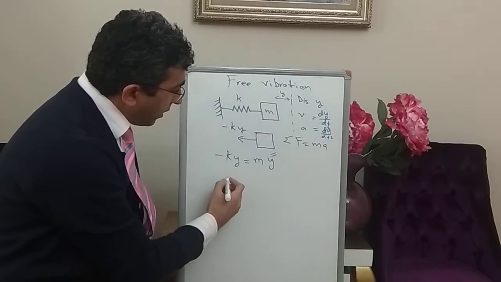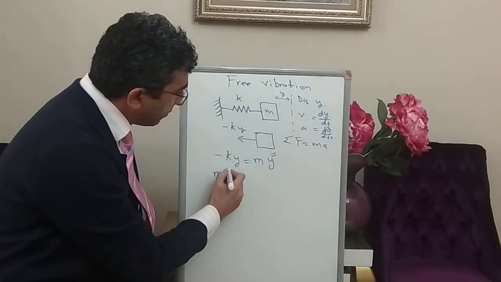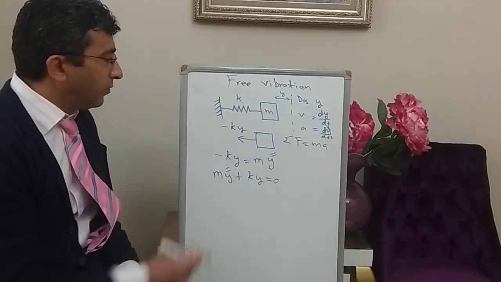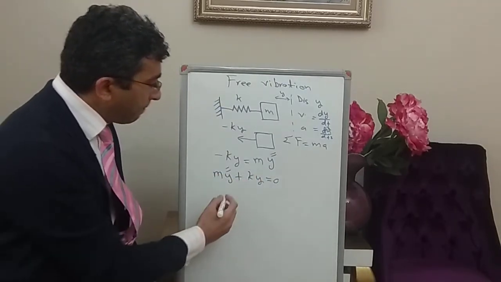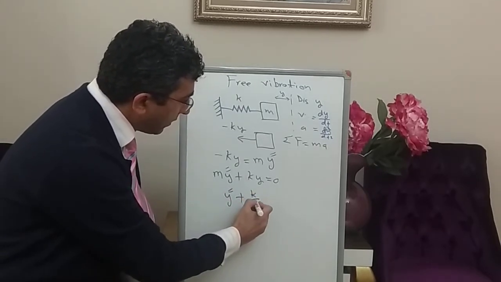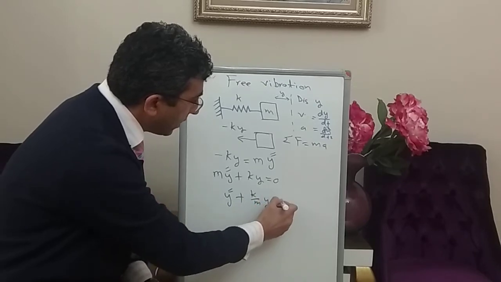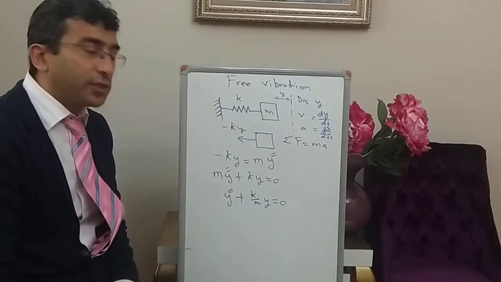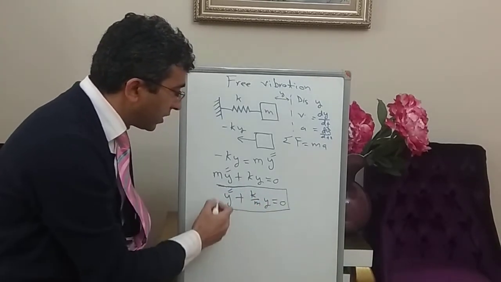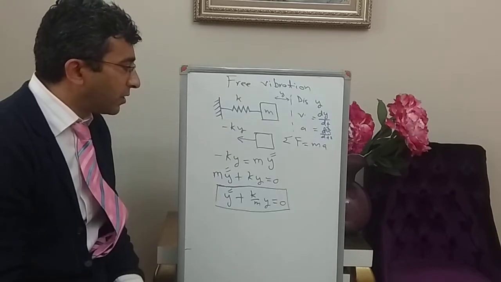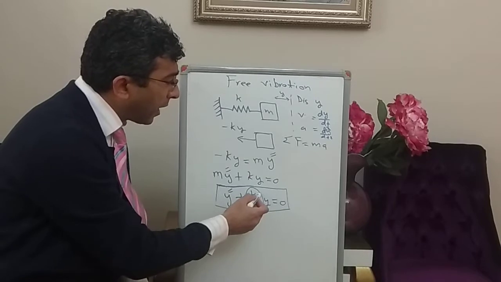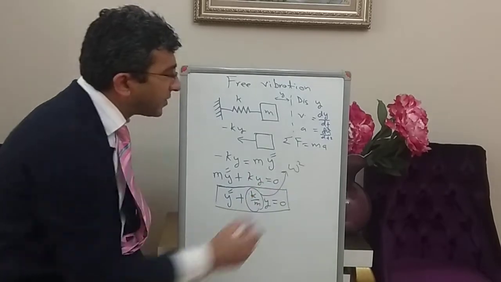So if you arrange, you'll have m y double prime plus Ky equals 0, and if you divide by m, y double prime plus k divided by m times y is equal to 0. Okay? So, as you see, this is a homogeneous second order differential equation with constant coefficients. So if I call this stiffness divided by my mass omega square. Okay?